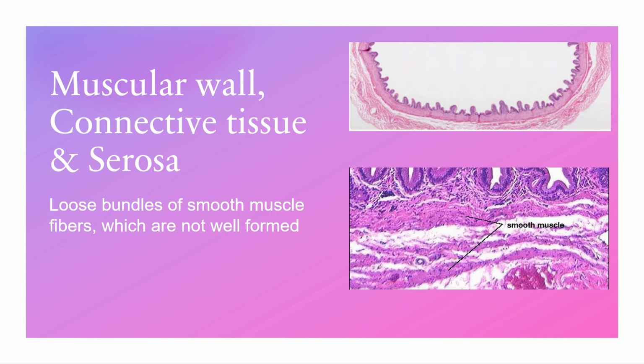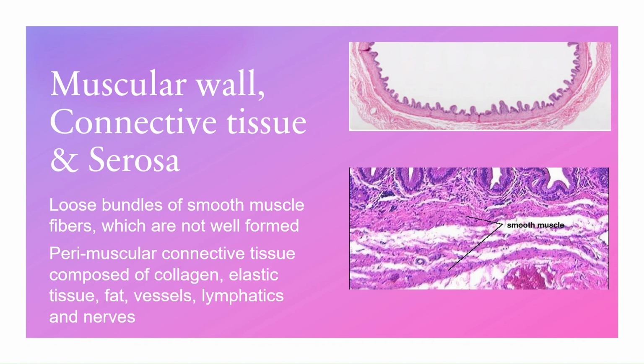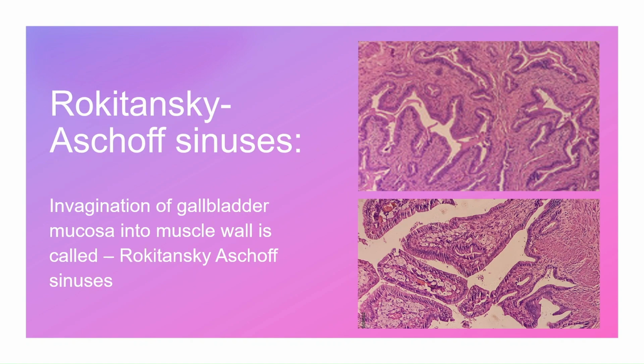The muscular wall has loose bundles of smooth muscle fibers which are not very well formed. Next is perimuscular connective tissue that is composed of collagen, elastic tissue, fat, vessels, lymphatics and nerves. And last is serosa. The most prominent feature of the gallbladder is the Rokitansky-Aschoff sinuses. They are invaginations of gallbladder mucosa into the muscle wall.